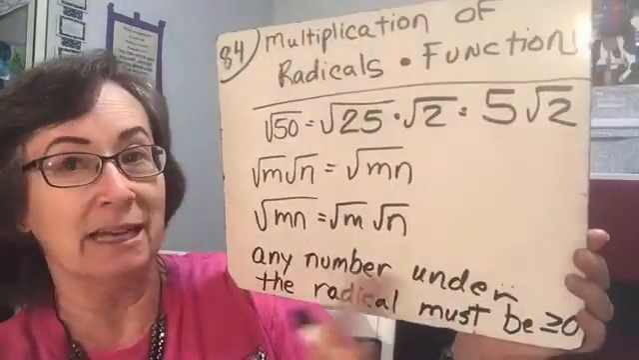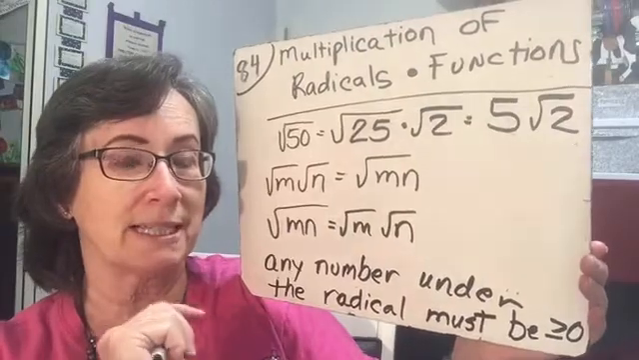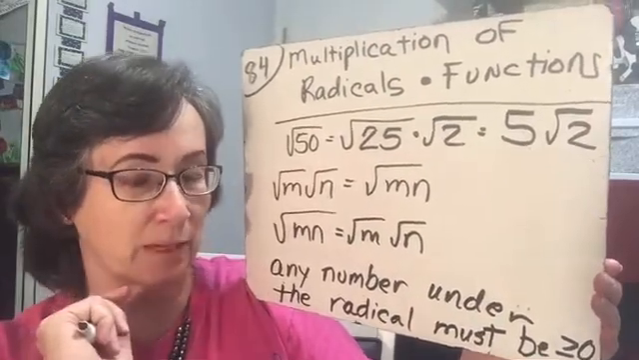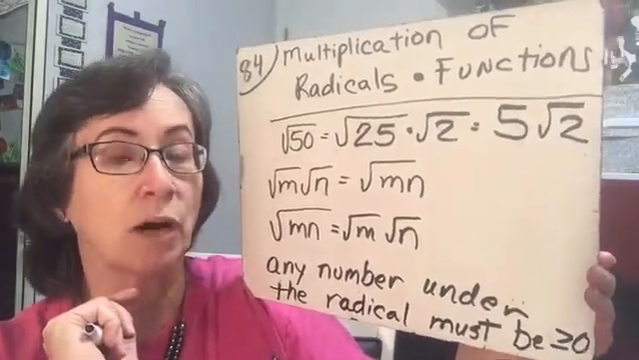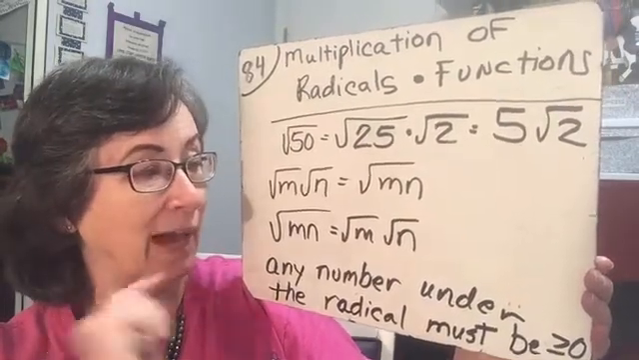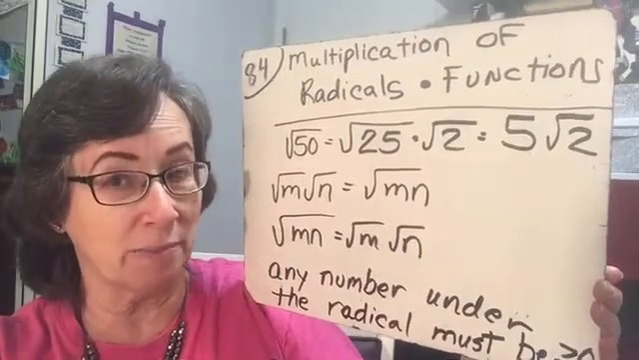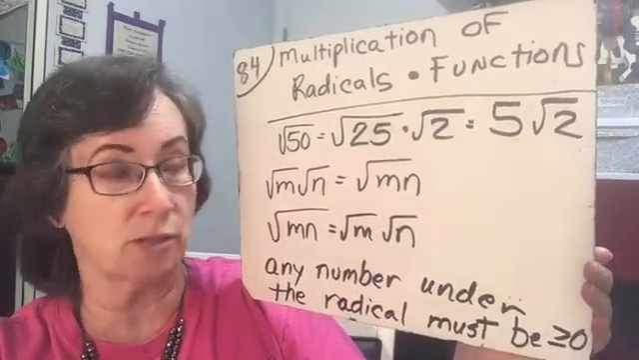Okay, so any number that is under the radical must be greater than or equal to 0 in this textbook, because in this textbook we're only talking about real numbers. And if you have a negative underneath the radical, it is not a real number. We're going to deal with those numbers.